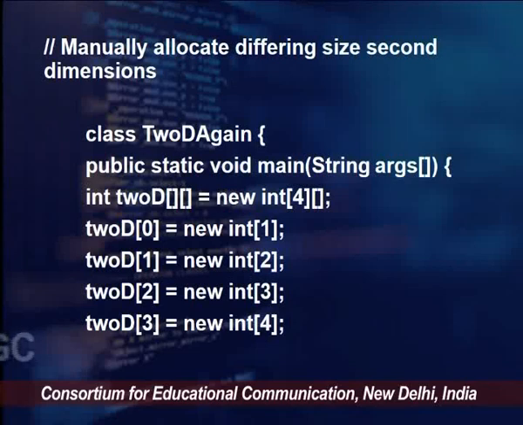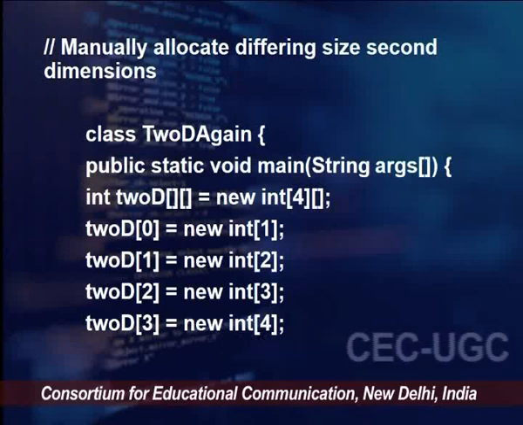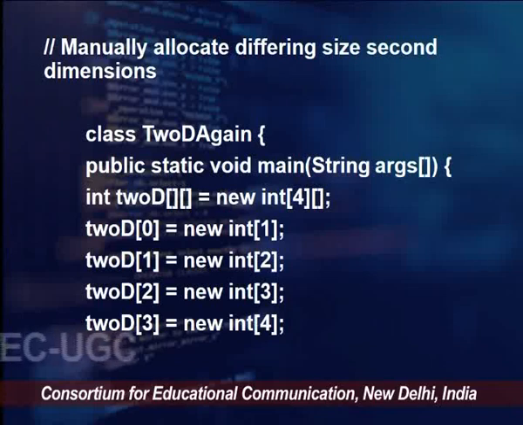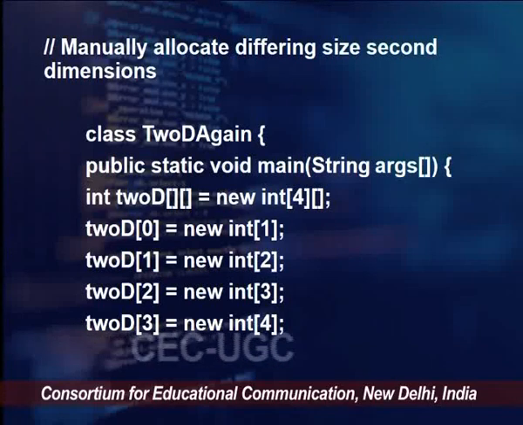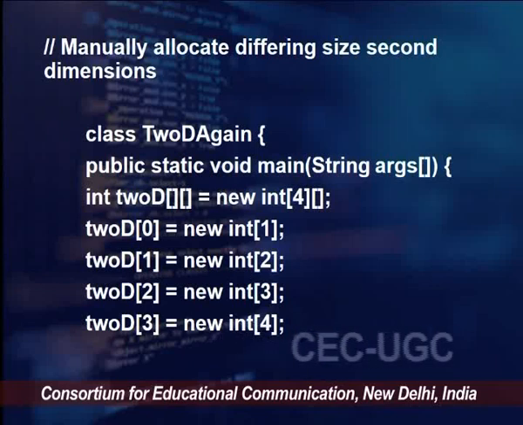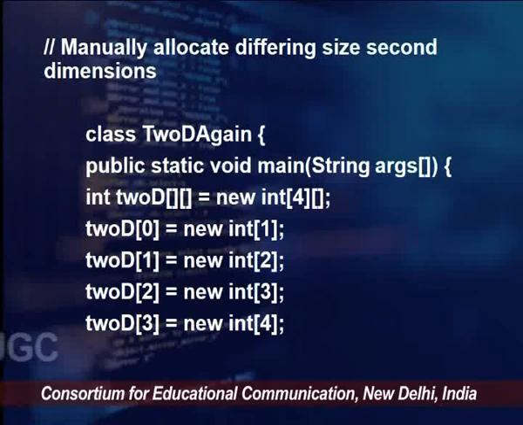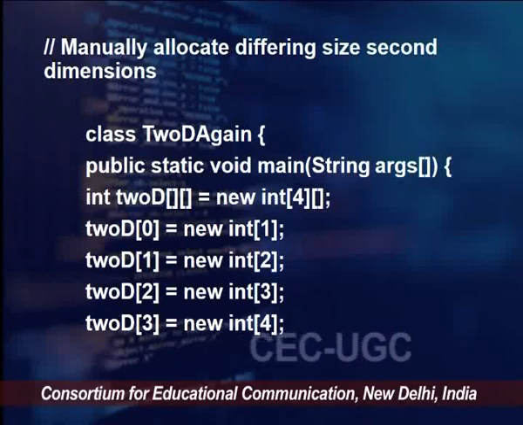So the 0th row of 2d is having only one element. The first row will have 2 elements. The third row has 3 elements, and the 4th row has 4 elements. So the 0th row has 1 element only, the second has 2 elements, the third has 3 elements, and the 4th also has 4 elements. What kind of array is this going to generate?